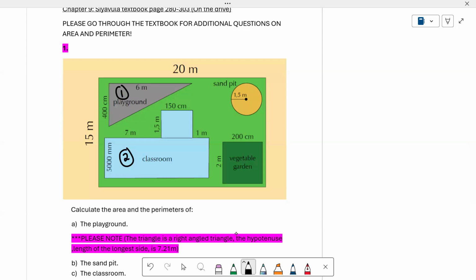Okay, so we're calculating the radius, so it's going to be the diameter over 2. And then after that, we're going to use pi equals 3,142.